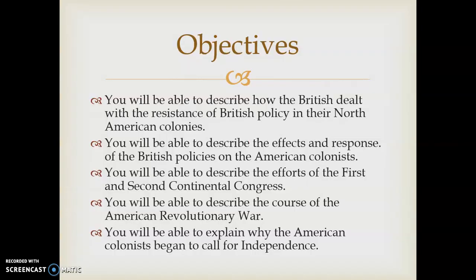So first things first, let's look at some of our objectives. You'll be able to describe how the British dealt with the resistance to British policy in our North American colonies. You'll be able to describe the effects and response of the British policies on the American colonists. You'll be able to describe the efforts of the First and Second Continental Congress, describe the course of the American Revolutionary War, and explain why the American colonists began to call for independence.